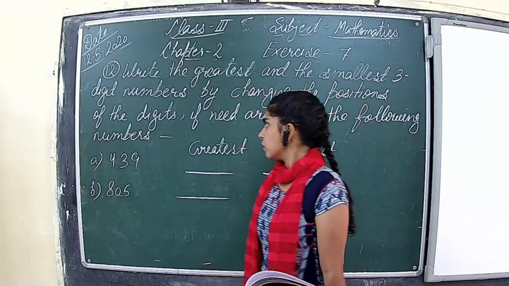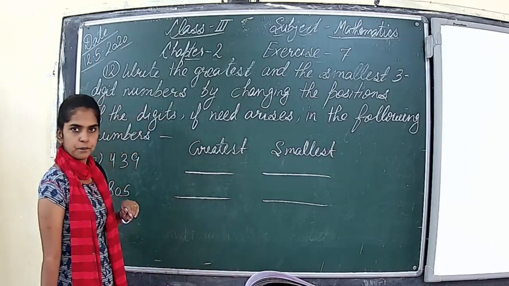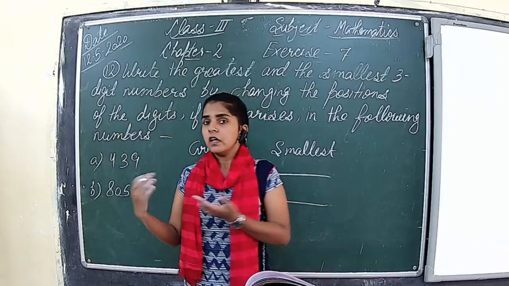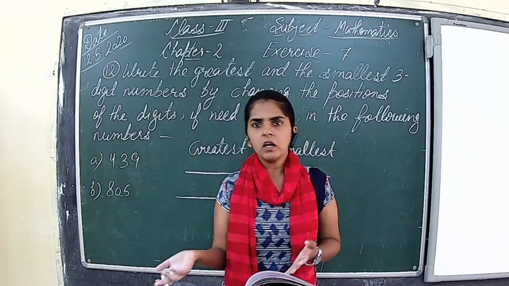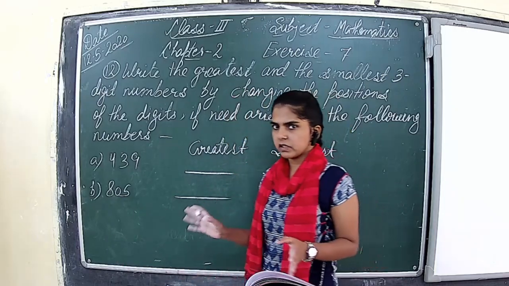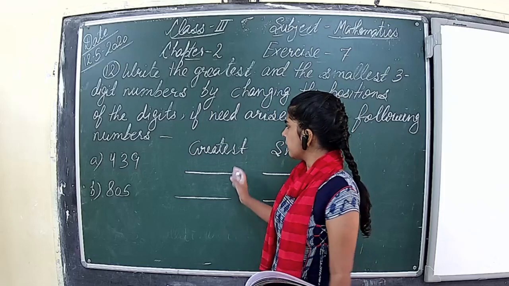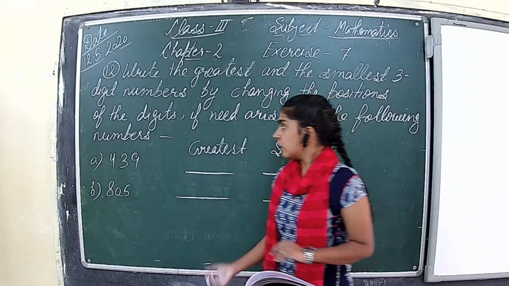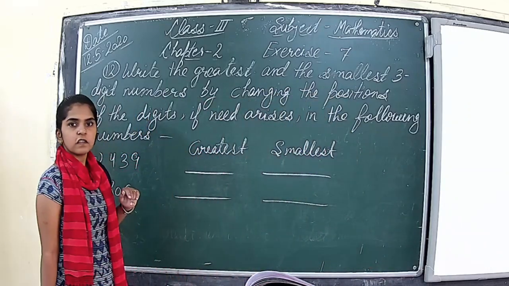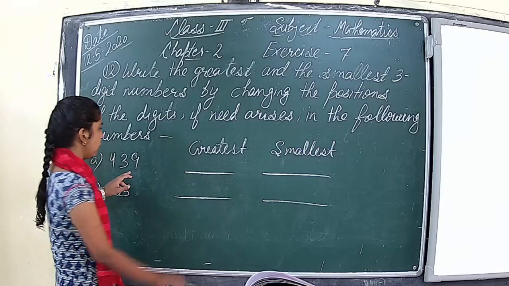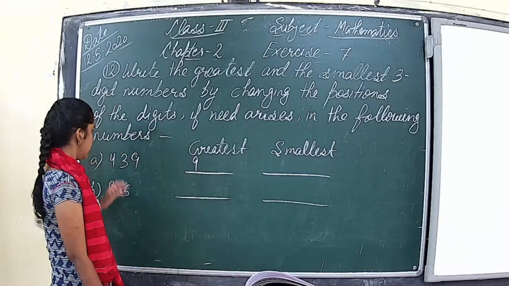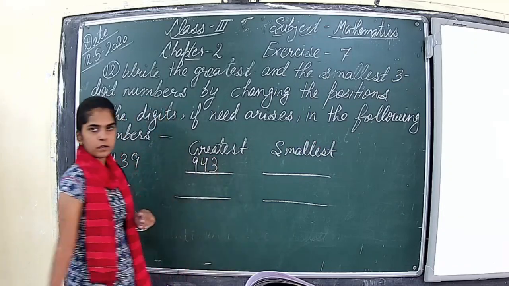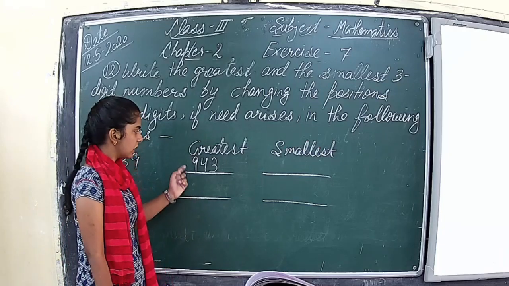So first number is 439. This question is the same as the previous question, but what is the difference? In the previous question, separate digits were given, and here one number is given. Same thing, no difference. When we want to form the greatest number, we arrange the digits in descending order. Among 4, 3 and 9, which digit is the greatest? 9 is greatest, right? So first we will write 9, then 4, 3. The greatest number is 943.